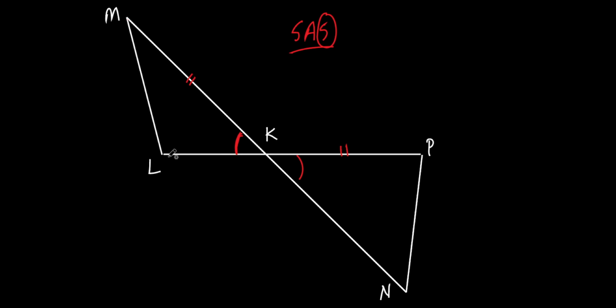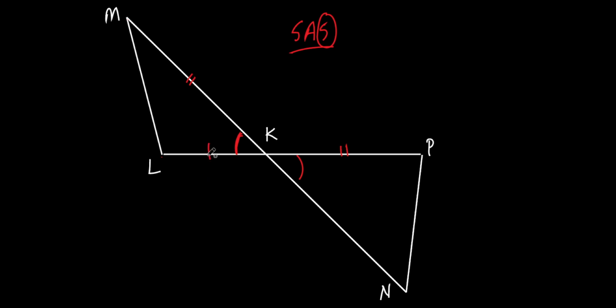L what? It's a side. You can't just use one letter for a side. Line segment what? L what? P? LK, that's right. Look, this is a side. LP is not a side of any of these triangles. You see it? So what's a side of this triangle right here? It's from here to here. Okay?